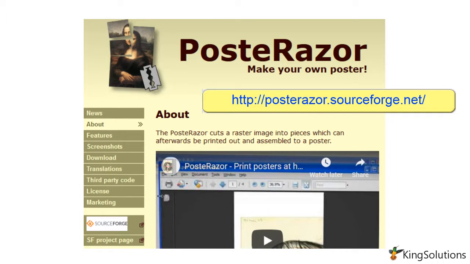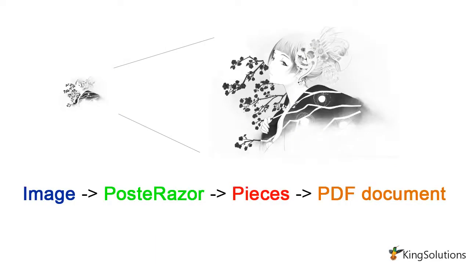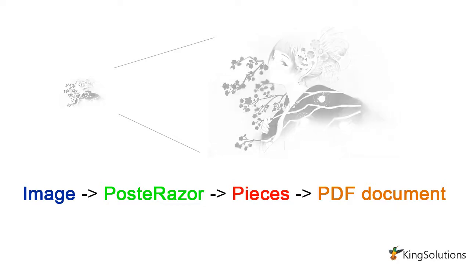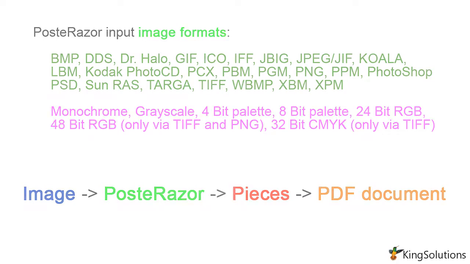PosteRazor runs locally on your machine. It is available as a Windows, an OS X and a Linux version. It is an open source, GNU licensed project hosted on sourceforge.net. As I said earlier, the PosteRazor cuts an image into pieces. These pieces can then be printed out and assembled as a large poster. As input, the PosteRazor takes a raster image in any of the following formats. The resulting poster being saved as a multi-page PDF document.